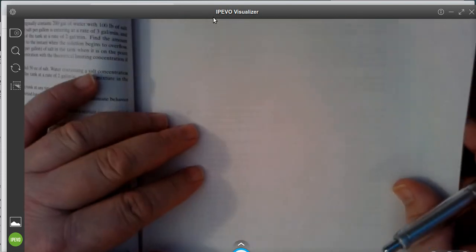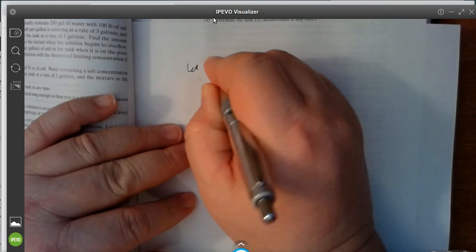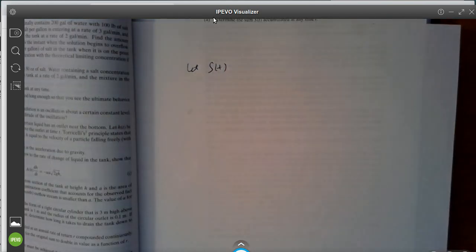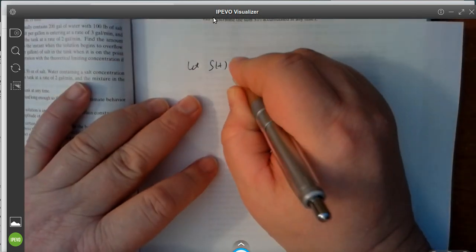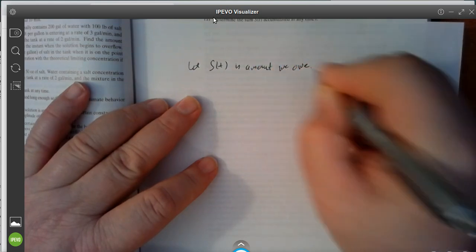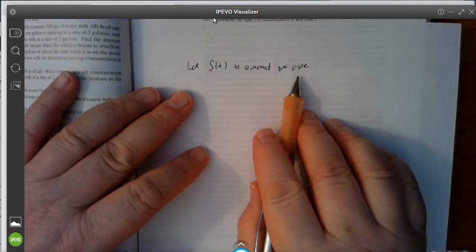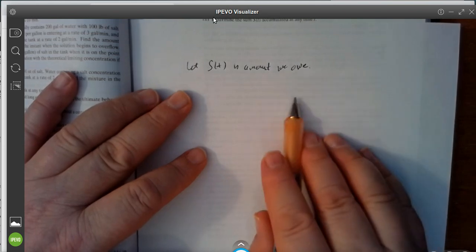So for these problems, we can let S of t be the amount of money. We could either make that the amount of money paid or the amount of money owed, so we might have a plus or minus sign difference depending on how you want to define that. So if S of t is the amount that we owe, then the amount that we owe is going to be increased by the interest rate on the principal, and then it's going to be decreased by our payments.